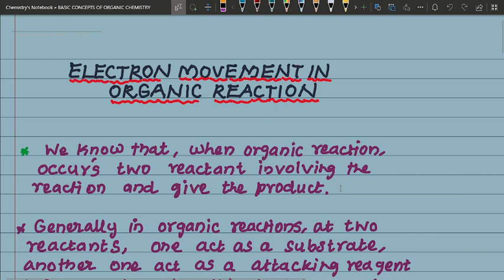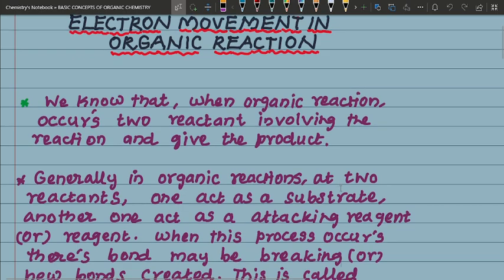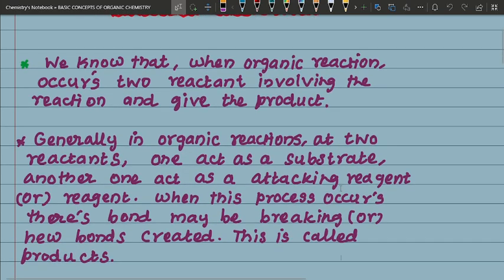Let's see the point. We know that when an organic reaction occurs, two reactants are involved in the reaction and give the products.